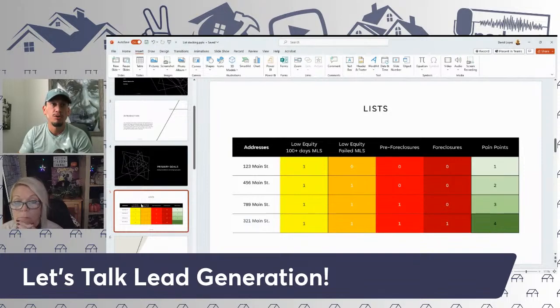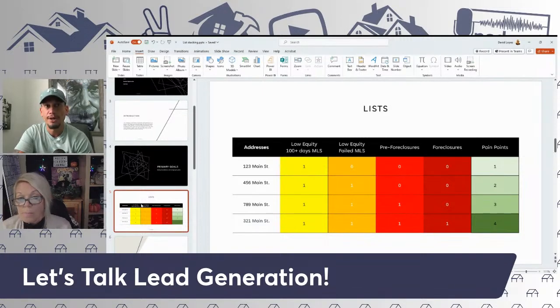So for example, 123 Main, right? It was on the low equity 100 days MLS, but it wasn't on the low equity failed MLS. So it's still out there with a realtor. I highlighted the realtor part in yellow, because that's what's going to be a direct to agent. That column right there means that at one point it was a direct to agent property.